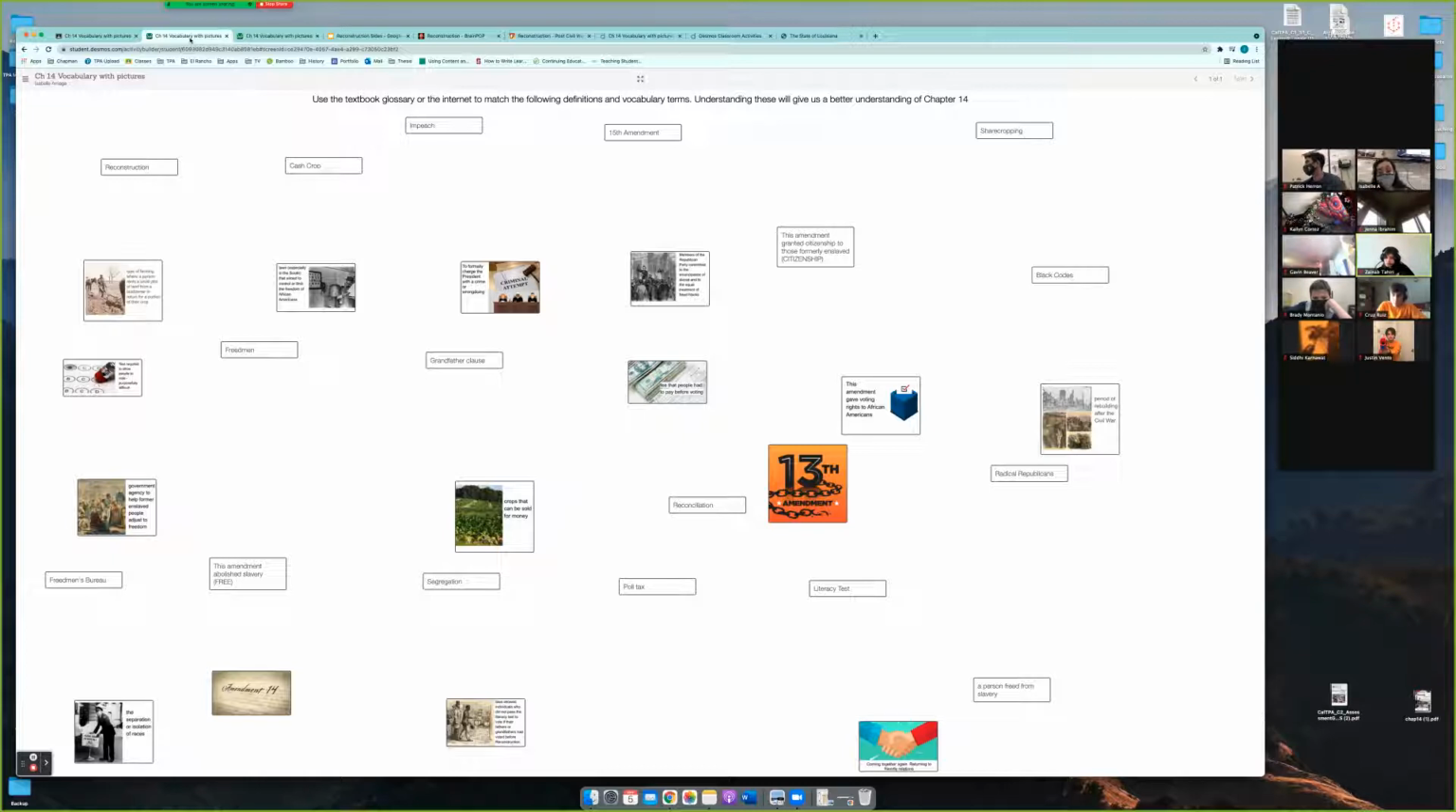So I'm going to pick this one, right? The period of rebuilding after the Civil War. What do we call that time period, Brady? Right, Reconstruction. So I'm going to drag Reconstruction over and match them together, right? So now I have a match, okay? Let's look at another one that we can do.